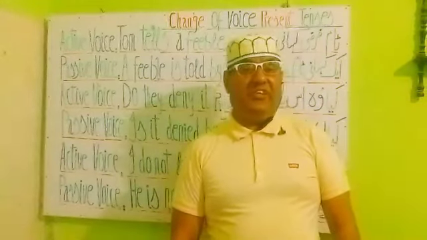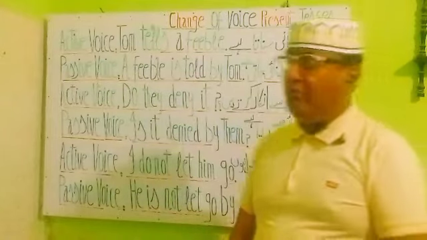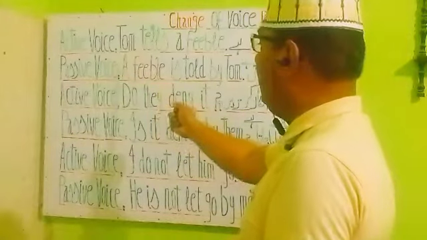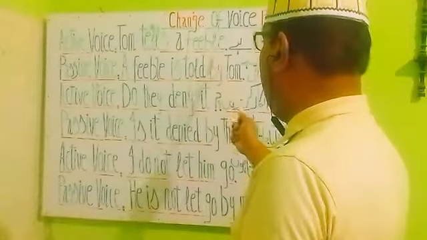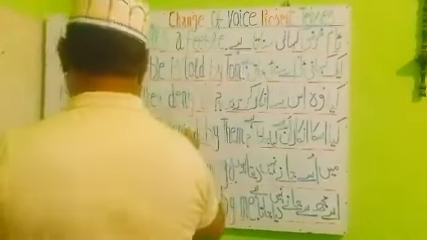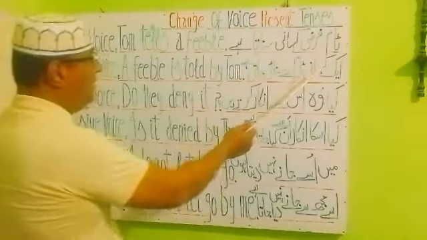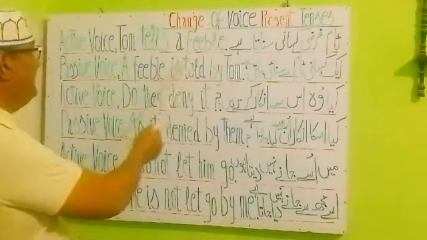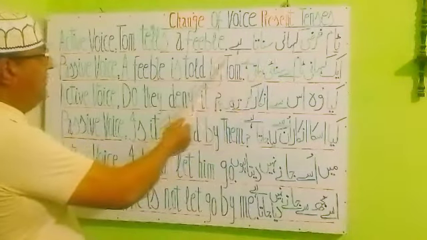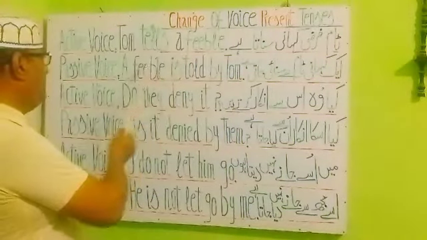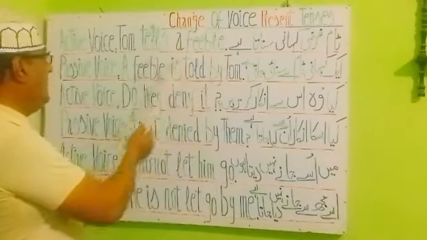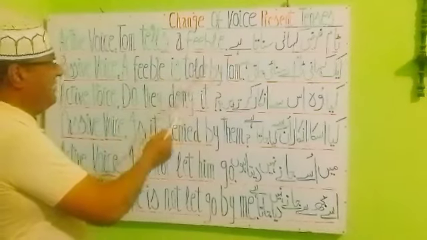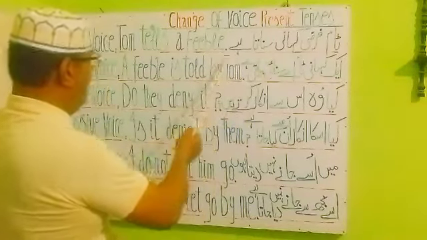Let's see these phrases and sentences on the whiteboard. The first you see here is active voice. It says that Tom tells a fable. Tom tells a fable. Tom एक फर्जी कहानी सुनाता है. This is a present tense, and this is in present form.